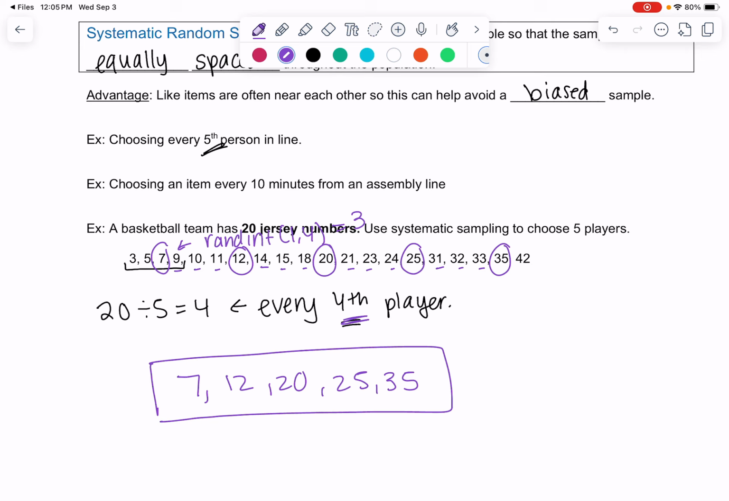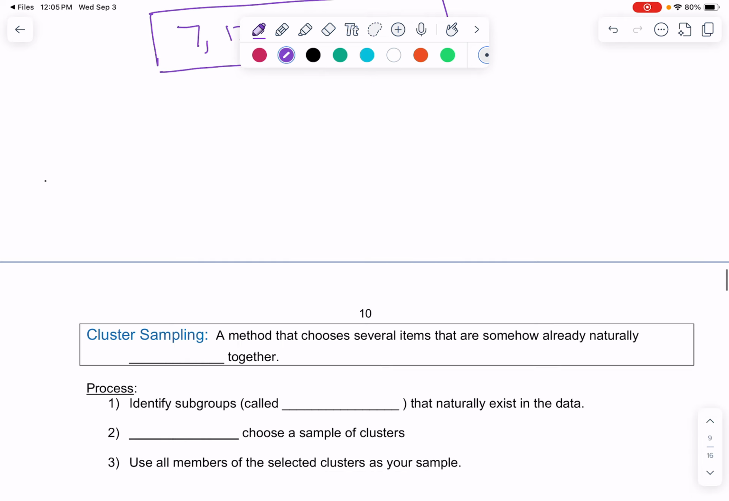So I'm getting a little bit of everywhere in the list. It's equally spaced, but we all might have a different starting point, so we all might have a slightly different sample. Okay, so hopefully that helps visualize systematic, the equal spacing. All the numbers are equally spaced. I have 2 more good methods. So if you're ready, we're going to keep going.